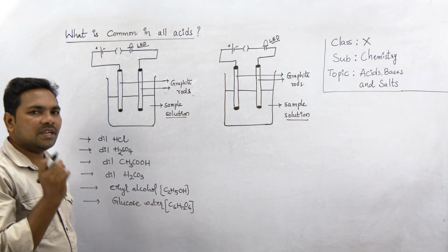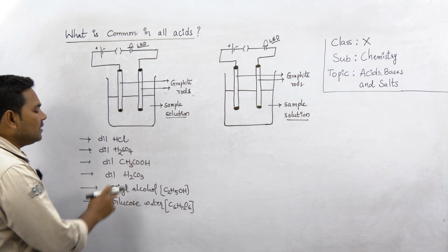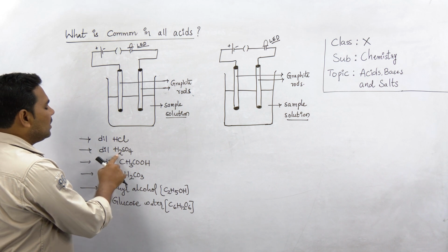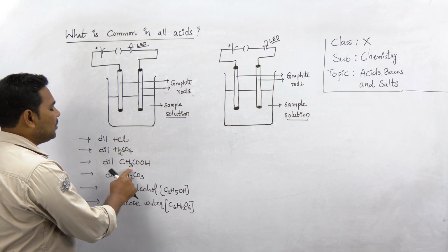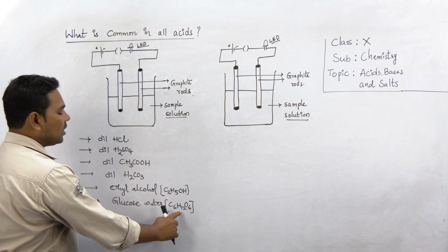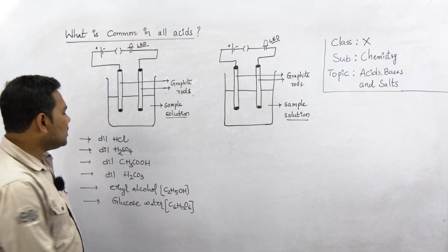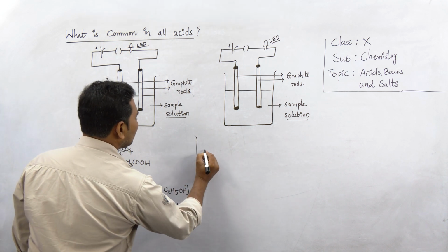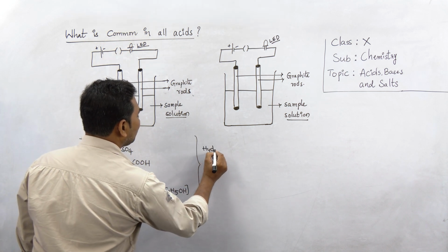What is the common element? There is one common element. What is it? It is hydrogen. You can see hydrogen in HCl, hydrogen in H2SO4, hydrogen in acetic acid, hydrogen in carbonic acid, hydrogen in ethyl alcohol, and also in glucose. All these samples that are taken are hydrogen containing compounds.